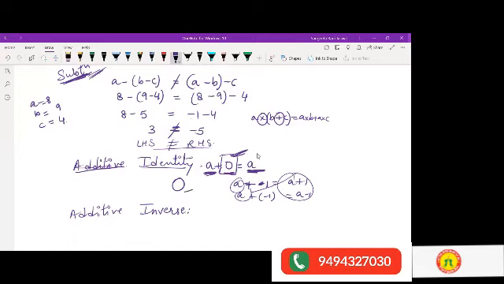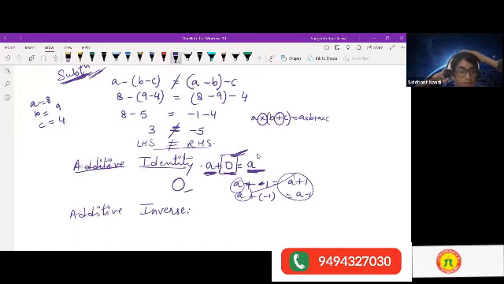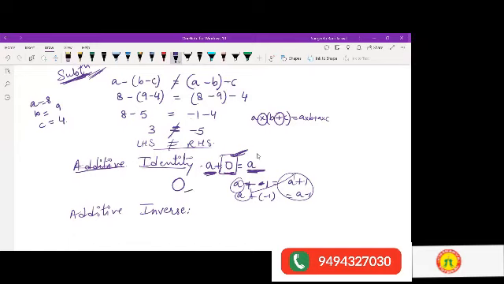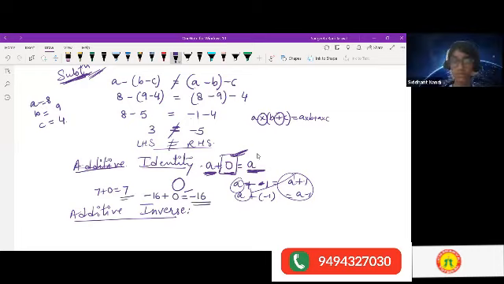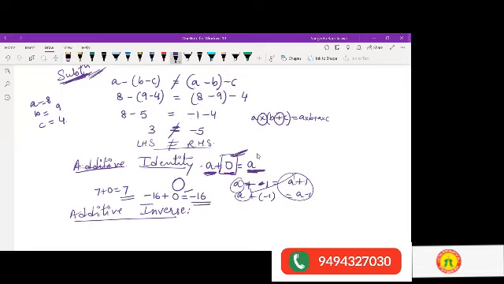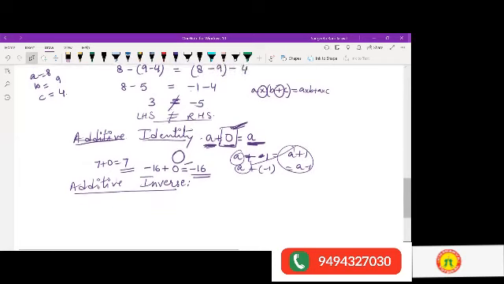Now coming to additive inverse. Here you can take some examples also. 7 plus 0 will give you 7. If you have some number, say minus 16 plus 0, anything added with 0 will give the same number only. So the identity of the number is retained. The number is not losing its identity.